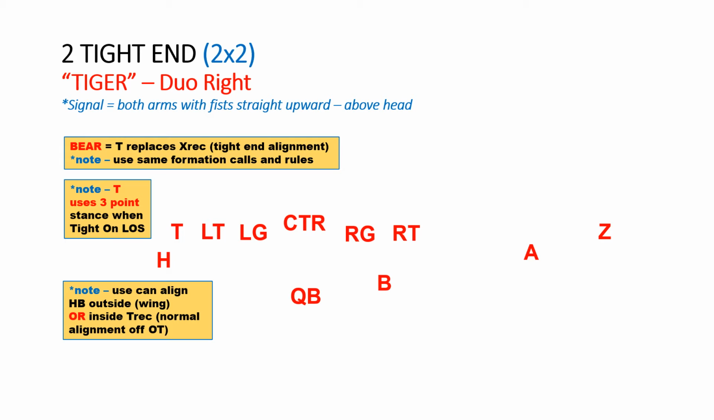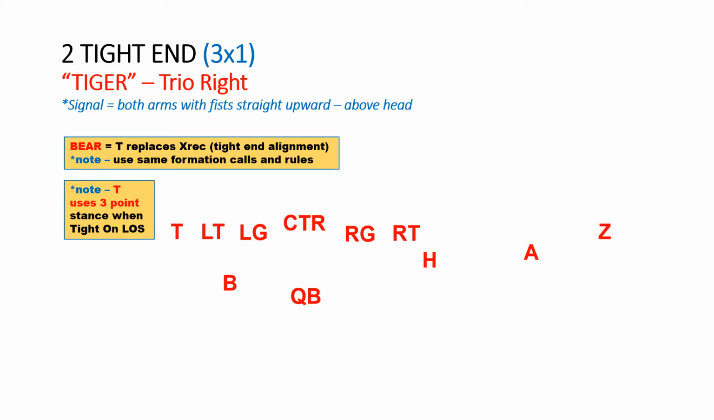You can see on the left now that T is going to be a tight end with a traditional three-point stance, and then the H-back now will be winged off and over him. You can do this where you align him inside over the tackle like your normal alignment, but I prefer the wing adjustment. I think it puts more strain on the defense.